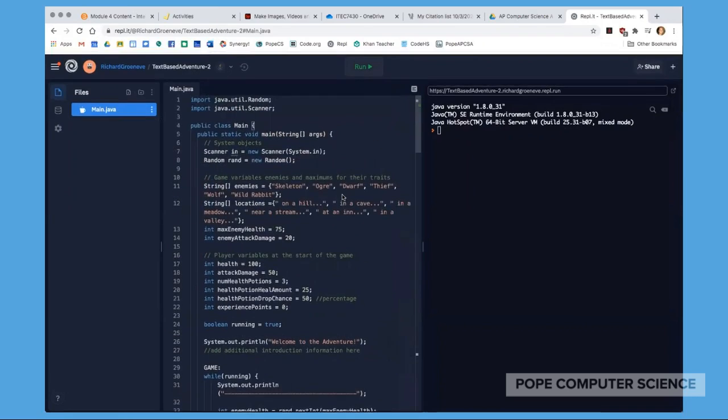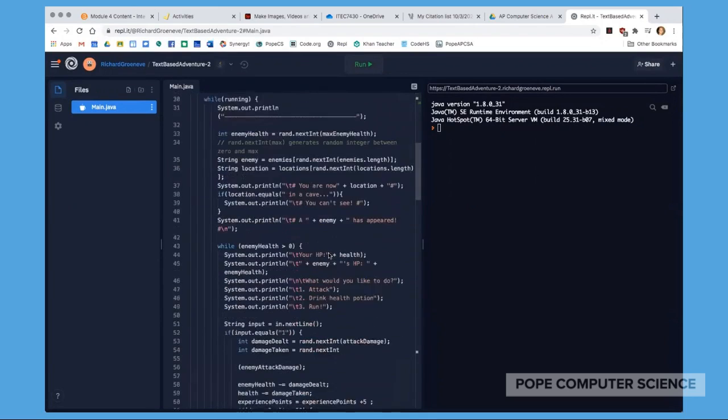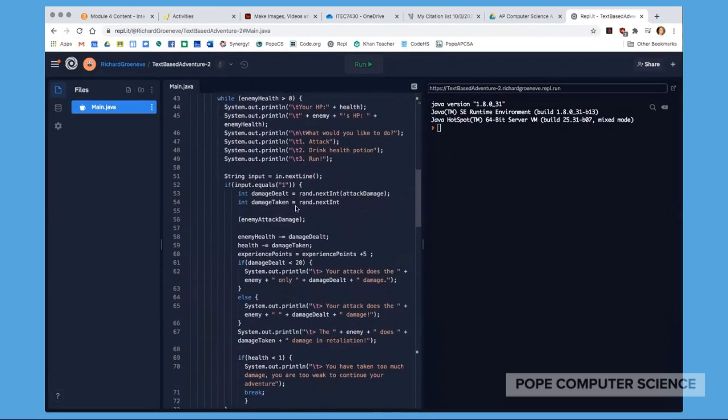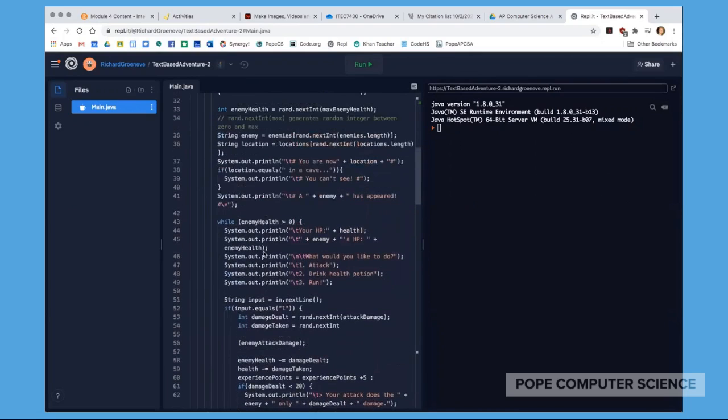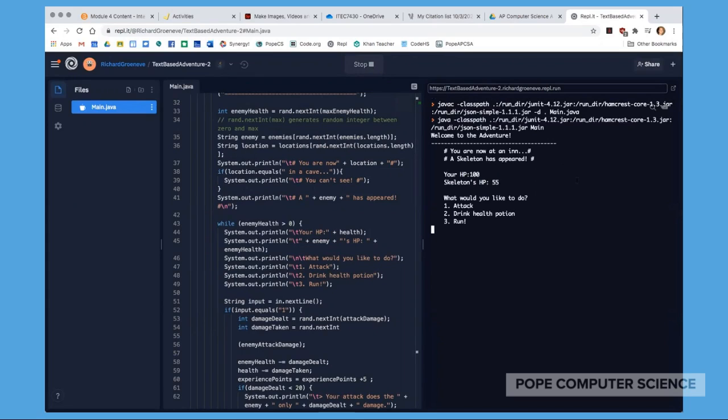Okay, so in this unit, we're talking about if statements. And in this code that we're looking at here, there's a lot of if statements. And they're used to allow the user, when we run the code, to make decisions and allow the computer to interpret these decisions and make a result.